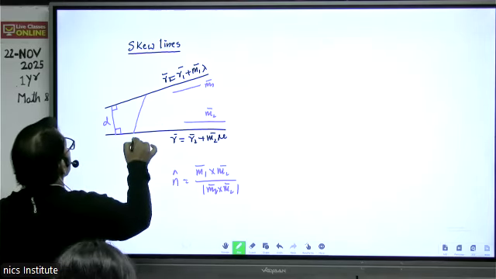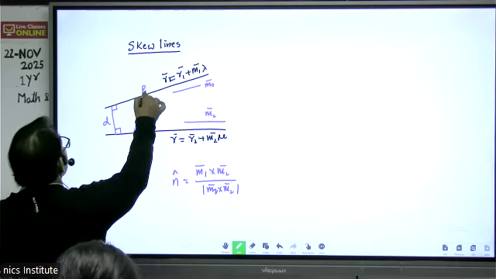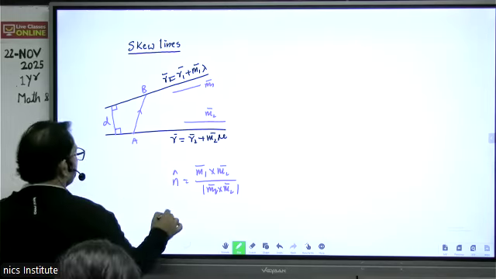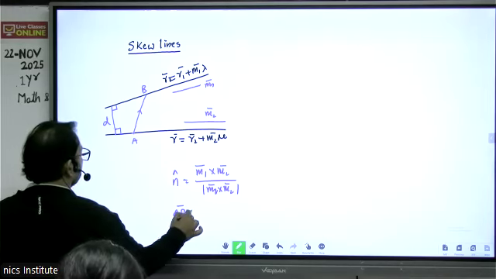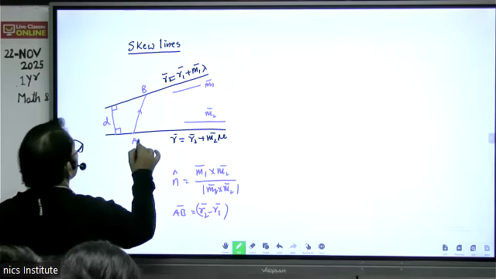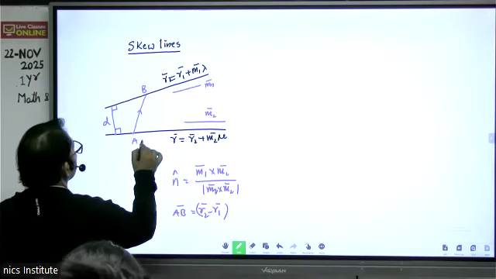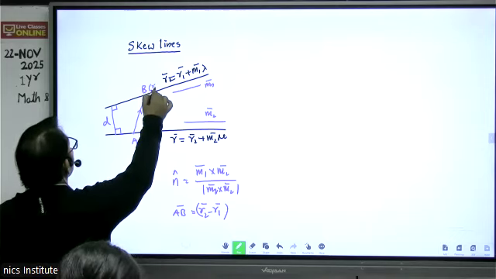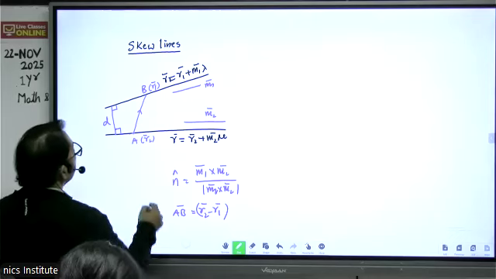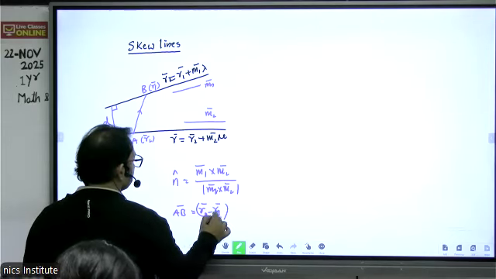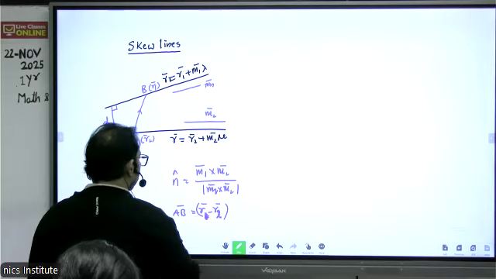Suppose this is point A, this is point B, so you can find AB vector also. What is AB vector? AB vector would be R2 minus R1. A has position vector R2, B has position vector R1. So AB would be R1 minus R2. Doesn't make a difference. Now this is fine.